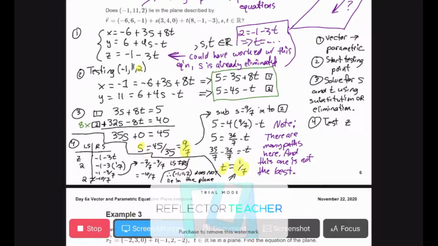So all our steps are here, and we even have our steps written down the side. Convert our vector to parametric form. Start testing the point. Solve for our parameters using substitution or elimination. And then test z. And I'll just add one final step, which is the conclusion. Have your concluding statement. Make sure you've actually answered the question instead of just doing a bunch of work with no conclusion, with no final result.